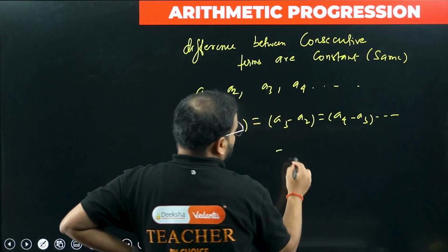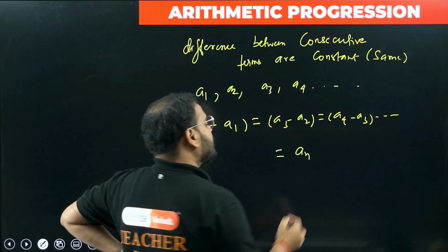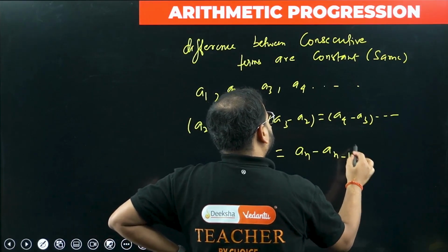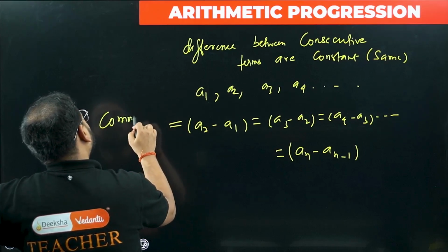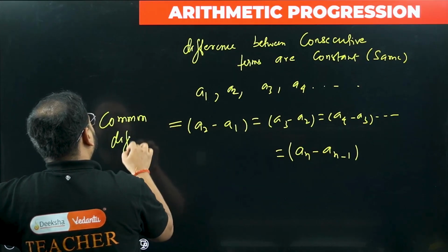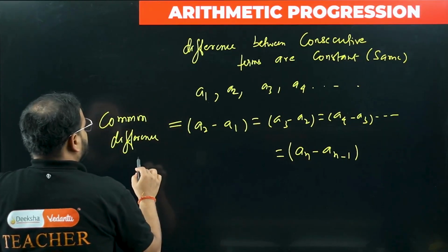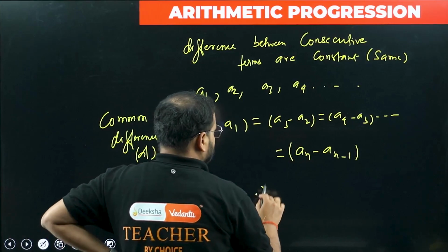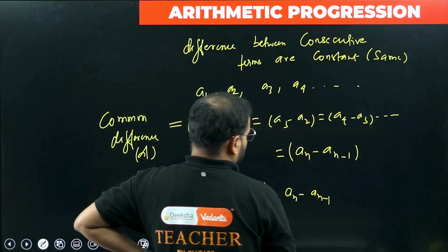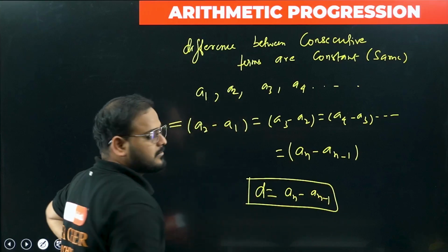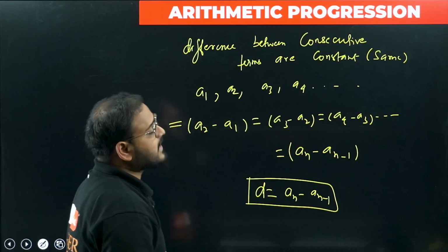Till the last term. Remember this, the last term is going to be an, and the term before the last term is going to be an minus 1. This is called something very important for the AP, the common difference. Common difference is given by the letter D. We write this as D equals an minus an minus 1, last term minus previous term. This is the standard definition of AP.